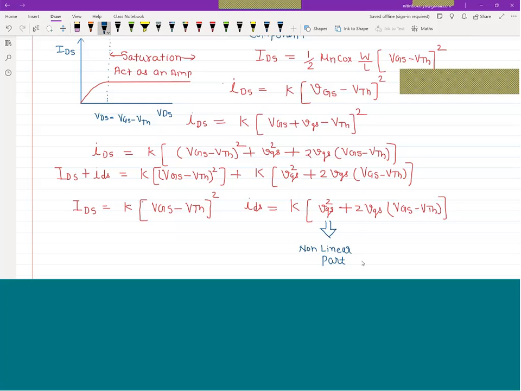This is the non-linear part, and we want to design one linear amplifier. So how to make this part minimum? Only if vgs is a very small signal, in millivolts, microvolts.